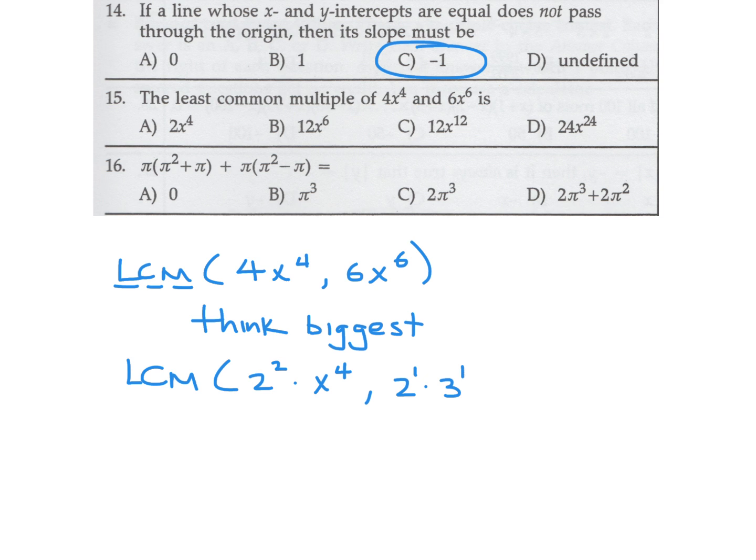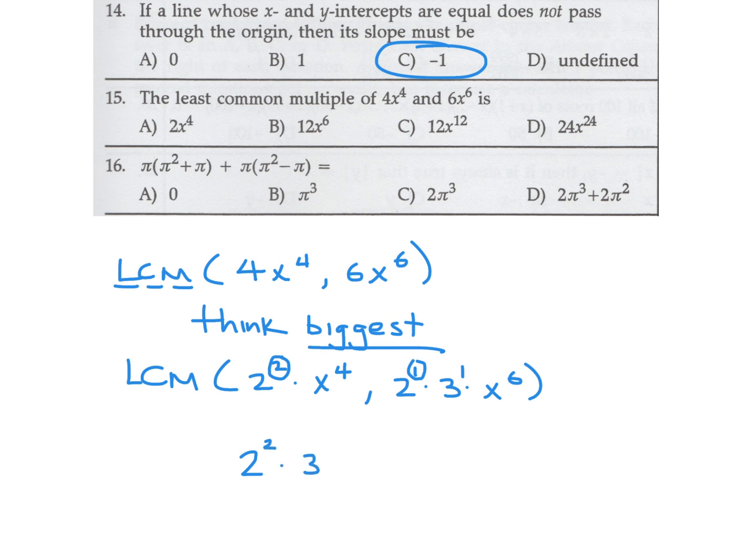So 2 and 3 for that 6, and then x to the power 6. Then what you do, think biggest. So for each prime number, choose the biggest. The first prime number that we have to deal with is 2. The biggest one of these, is it 2 to the power of 1 or 2 to the power of 2? It's the 2 to the power of 2. So that's what goes there.